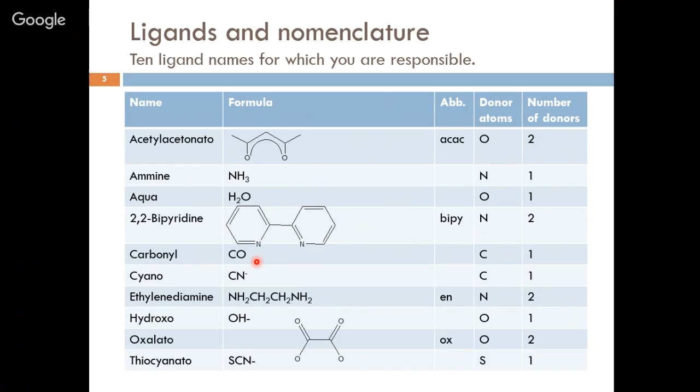Carbon monoxide as a ligand is called a carbonyl. It binds through the carbon and has a single point where it binds. Cyano group, CN minus, right? So cyanide ion is called a cyano group.